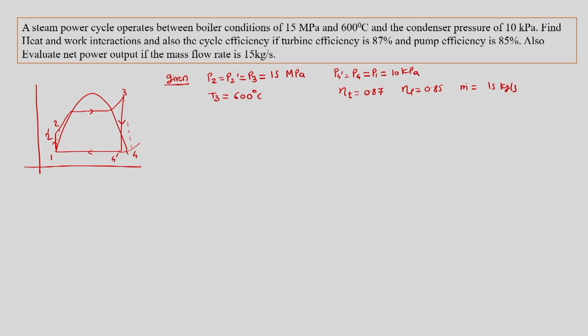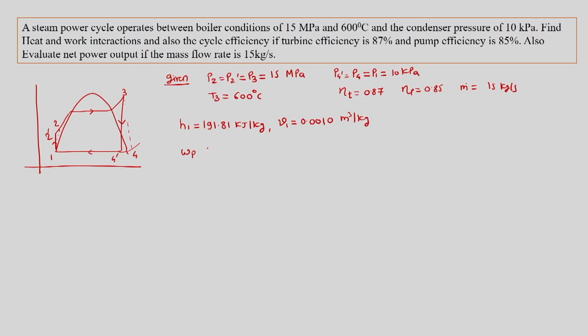Now as expected, we should go and find out H1, which is enthalpy corresponding to condenser pressure, and it is liquid saturation enthalpy, which is 191.81 kilojoule per kg. Similarly, specific volume at the same condition is 0.001 meter cube per kg.